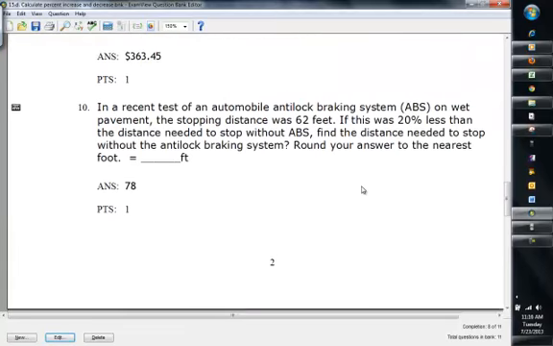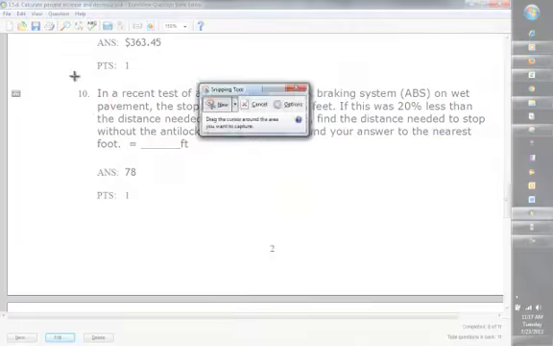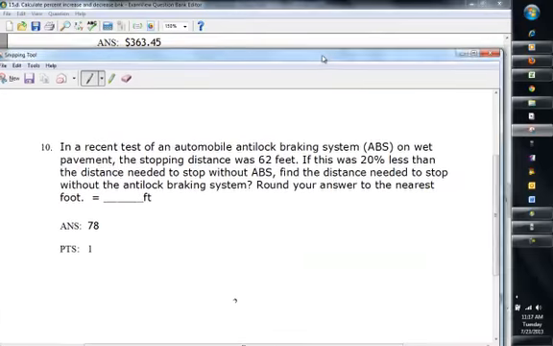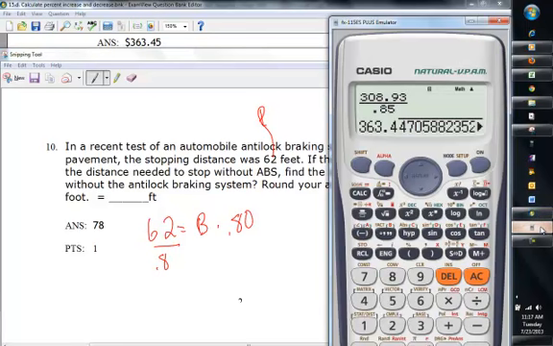Next one. In a recent test of automobile anti-lock braking systems, ABS, the stopping distance with ABS was 62 feet. This was 20% less than the distance without ABS. So this is the part. 62 is the base times 0.80 because it's 20% less. So this is divided by 0.80. 62 divided by 0.80 is 77.5, or rounded to 78.